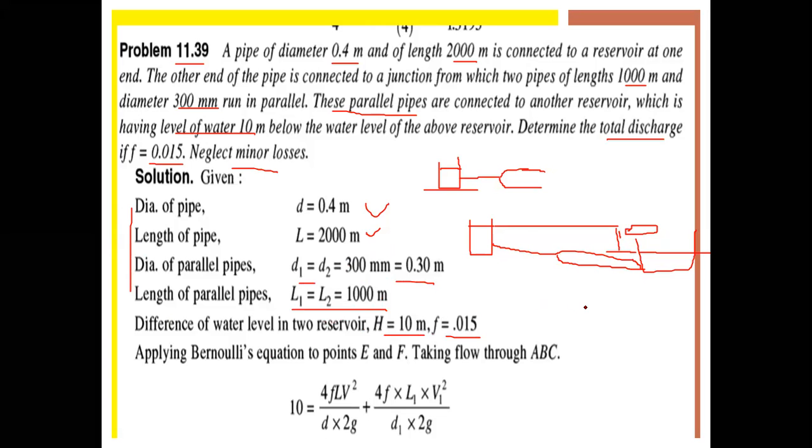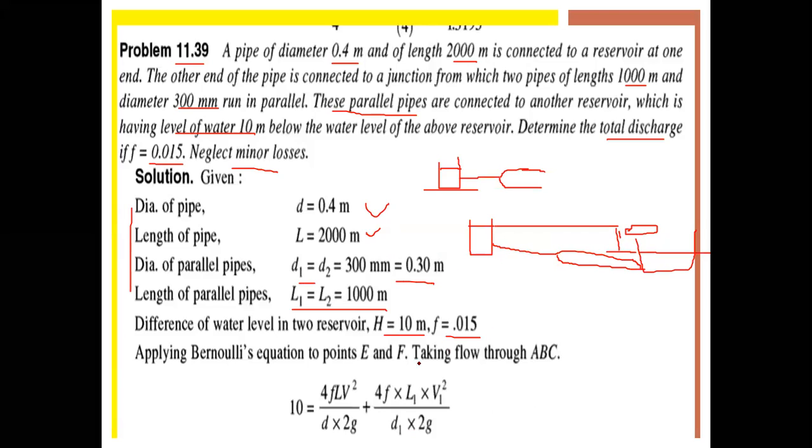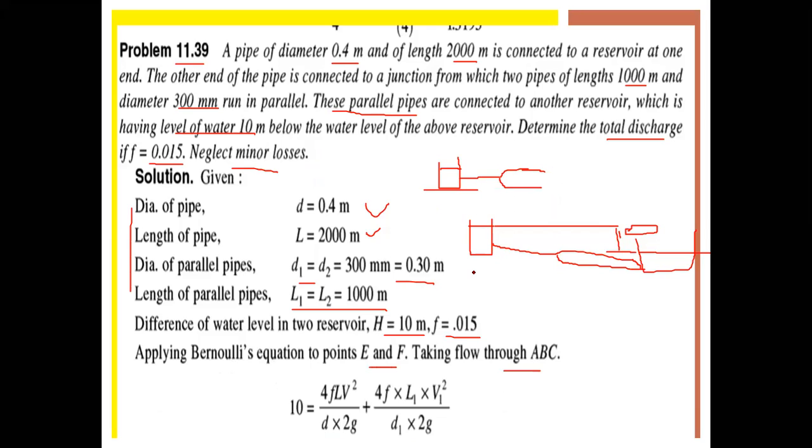Now by seeing the diagram, applying Bernoulli's equation at points T, E and F, taking the flow of ABC. So take the total flow. First, in case 1, take A, B, C total. Now taking the case ABC, therefore what is the head? 10 meters is equal to the friction losses. This plus this. Therefore 4FLV square by D into 2G plus 4FL1 into V1 square by D1 into 2G.